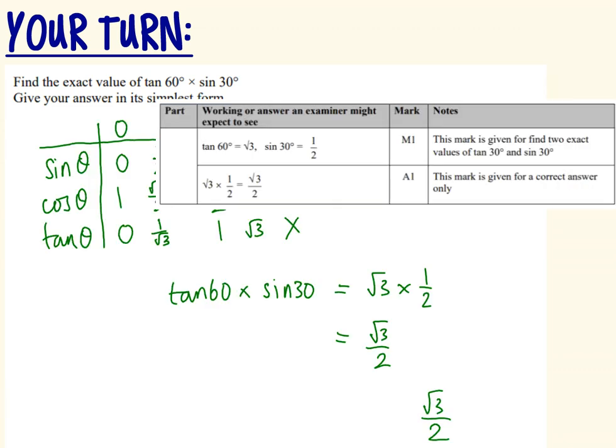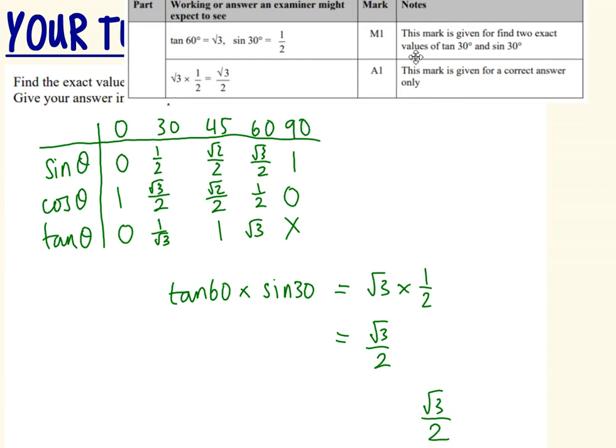Here's the answers to this then. We've got our table reproduced, selecting the correct 2, and we get a method mark if we've got this one being root 3 and this one being 1/2. So the mark scheme does say you have to have both of those to get the first mark, and then we get our accuracy mark for actually doing the calculation correctly.